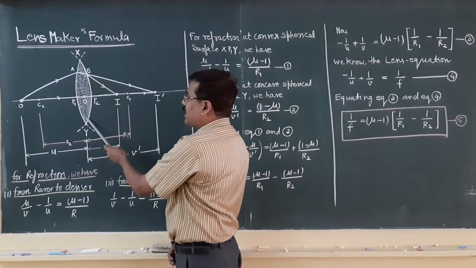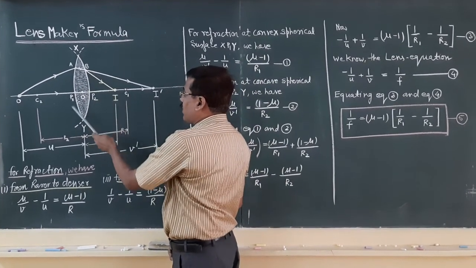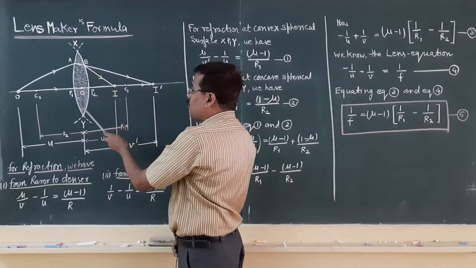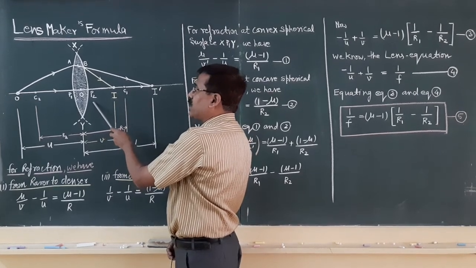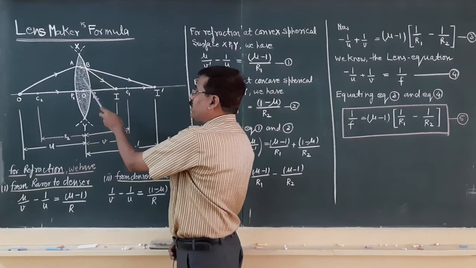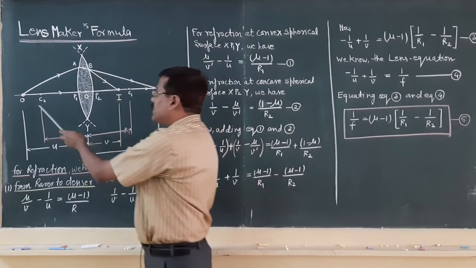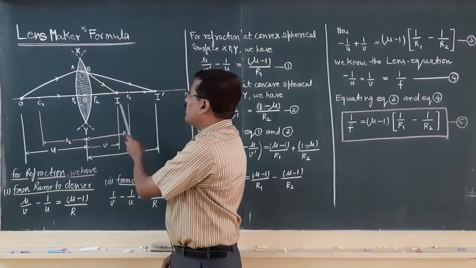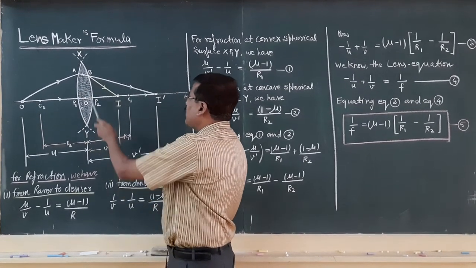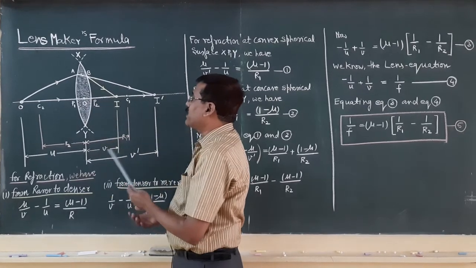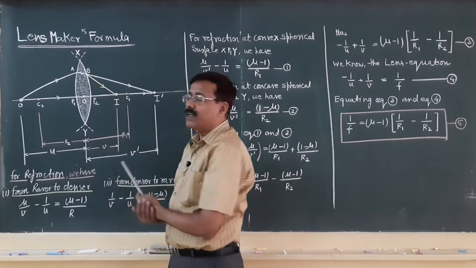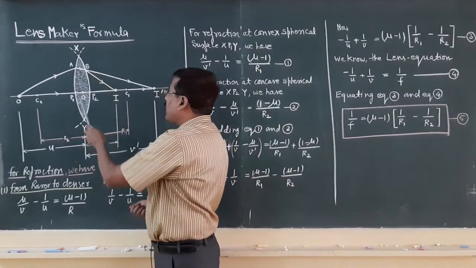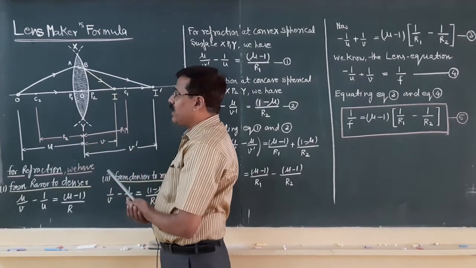This is the convex lens. XP1Y is a convex spherical surface, XP2Y is a concave spherical surface, provided the light travels from denser to rarer. O is the point object, C2 and C1 are centers of curvature for surfaces XP1Y and XP2Y respectively. O is the optical center, and the refraction took place at boundaries XP1Y and XP2Y respectively.